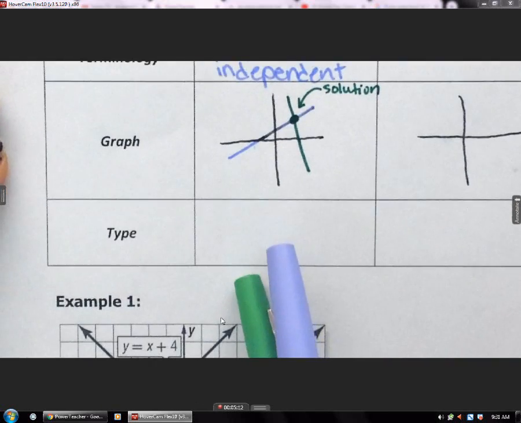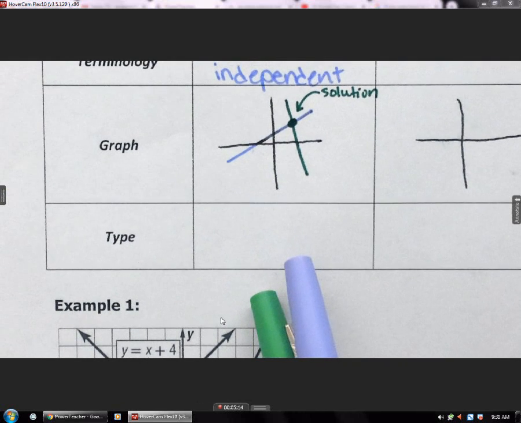For type, I can't think of what word I'm trying to think there. Consistent, independent, type. We'll come back to it. Maybe there's a word I'm just forgetting.